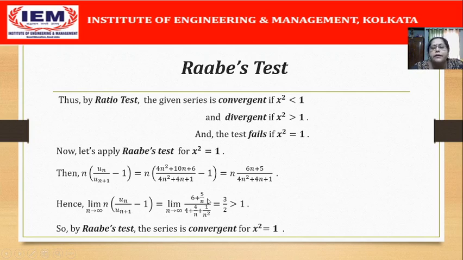Now if we take the limit, once again, we take out n squared from both the numerator and the denominator. So numerator becomes 6 plus 5 by n, and denominator becomes 4 plus 4 by n plus 1 by n squared. As n tends to infinity, 5 by n, 4 by n, 1 by n squared, they all tend to 0. So the value of the limit is 6 by 4, or otherwise 3 by 2. And this is greater than 1. And Raabe's test tells that if your limit is greater than 1, then the series is convergent. Thus, for the case x squared equal to 1, the series is again convergent.